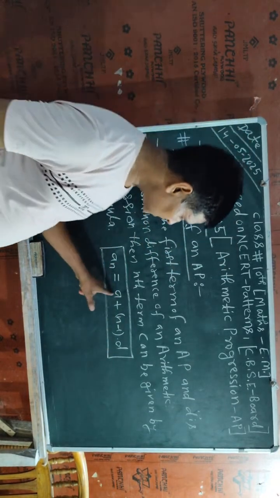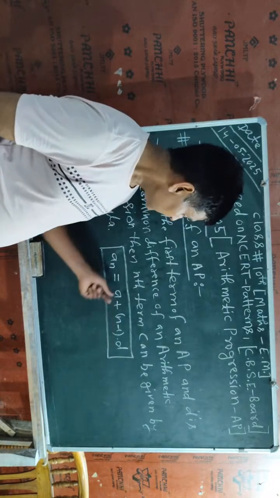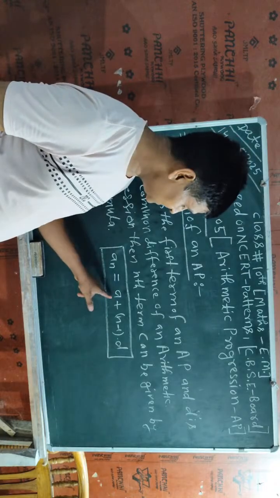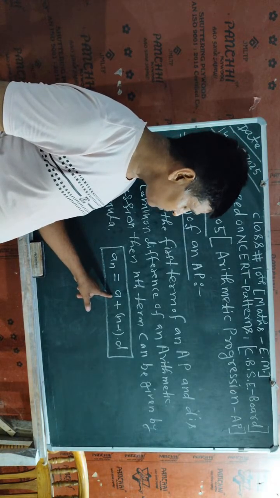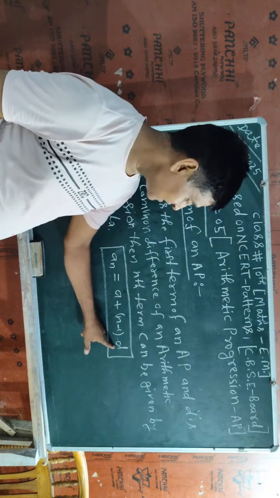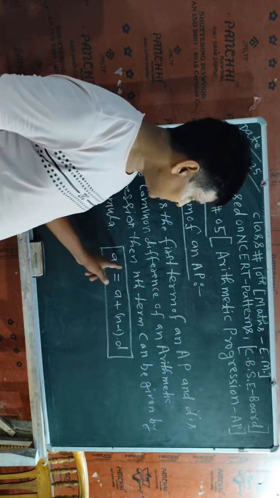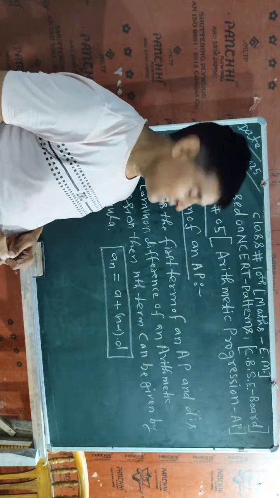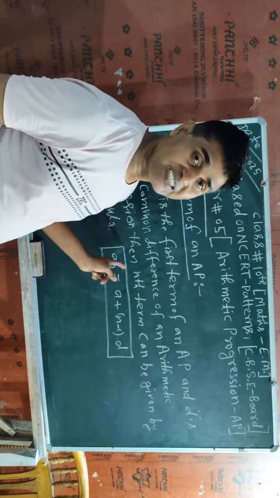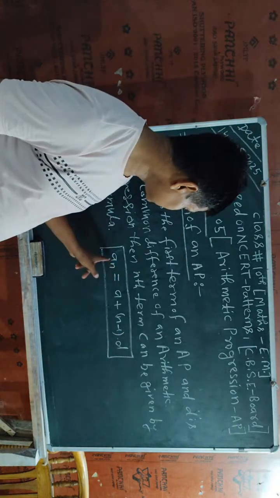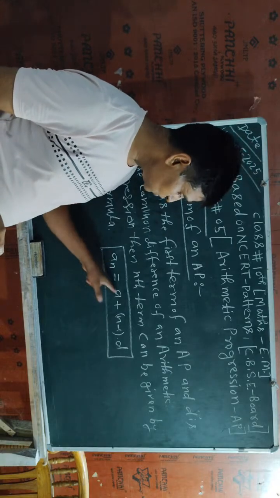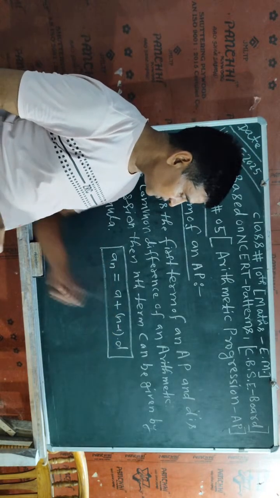Here I have already explained the concept of the first term and the common difference. In the arithmetic progression, I have already assumed a is the first term and d is the common difference of that arithmetic progression. So any term of that series can be written by a formula, and that formula is an equals a plus (n minus 1) into d.